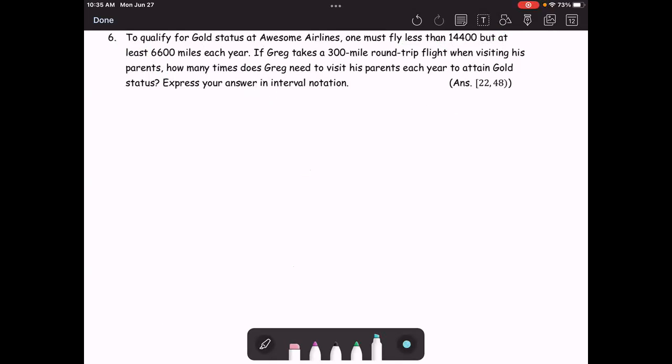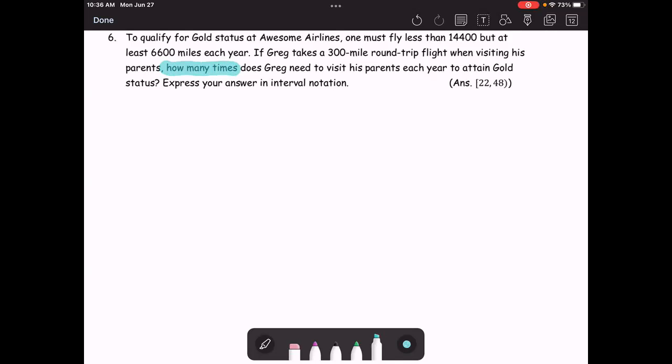For this application of linear inequality, to qualify for gold status at Awesome Airlines, one must fly less than 14,400 miles, but at least 6,600 miles each year. If Greg takes a 300-mile round trip flight when visiting his parents, how many times does Greg need to visit his parents each year to attain gold status? Express your answer in interval notation. The problem asks for how many times Greg needs to visit his parents each year.